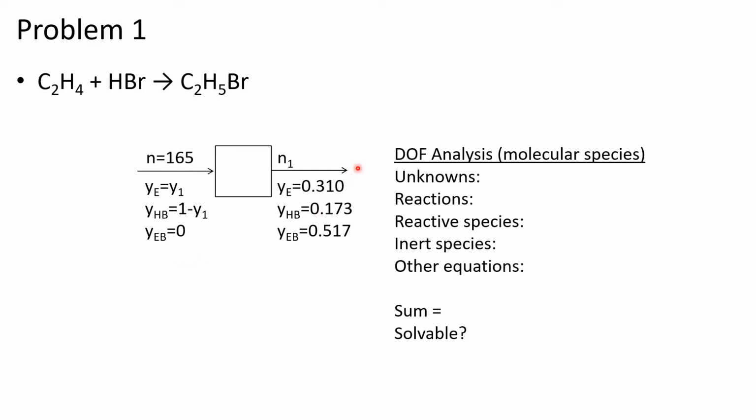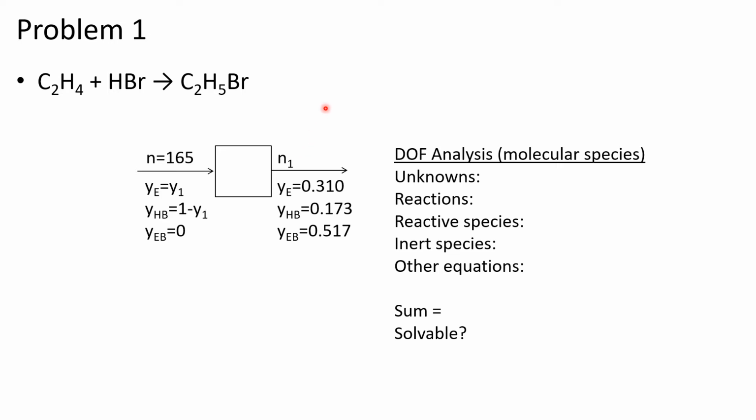For the product composition, we're given that the ethylene mole fraction is 0.31. The hydrogen bromide mole fraction is 0.173, and finally the ethyl bromide mole fraction is 0.517. So we form a significant amount of the ethyl bromide in this reactor. We don't know the molar flow rate of the product coming out. That's something we'll determine by writing mass balances.